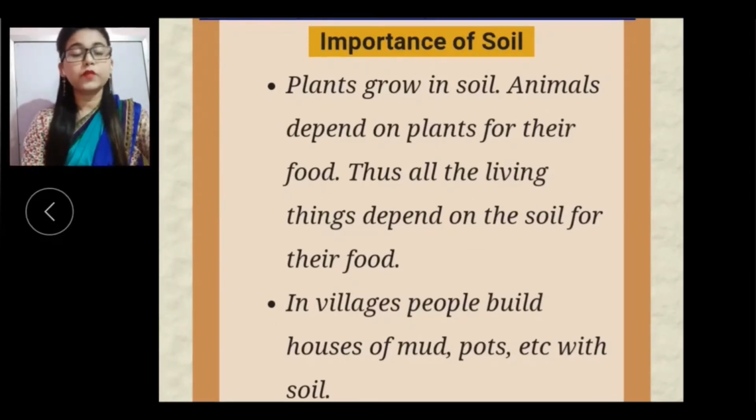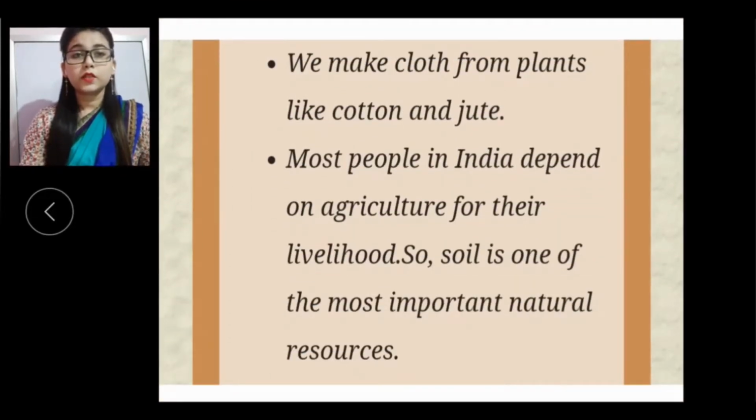Now students, let's move further and see other points about this. Except food, we can get some more things from plants. Yes, there are some plants with which we can make cloth. So we make clothes from plants like cotton and jute. And village people use soil to make the walls of their houses also. Most people in India depend on agriculture for their livelihood. So according to this, soil is one of the most important natural resources.